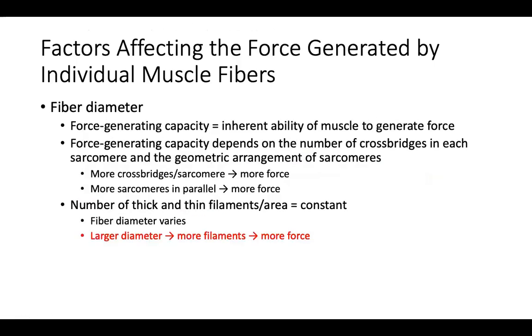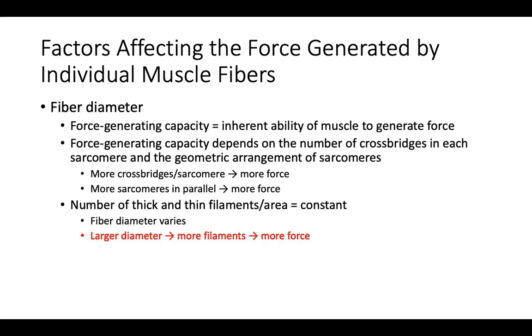So those are some ways that we could generate more force. We're going to talk about some other factors going forward, but we want to explain how these factors are relevant. So when you think about the fiber diameter, that's the size of a single muscle fiber. That is going to dictate how much force the muscle can generate, right? The force generating capacity is the inherent ability of the muscle to generate a set amount of force. That is going to be determined by the number of cross bridges, which we kind of talked about before. So if we have more actin and myosin interactions caused by more calcium, we can have more force being generated.